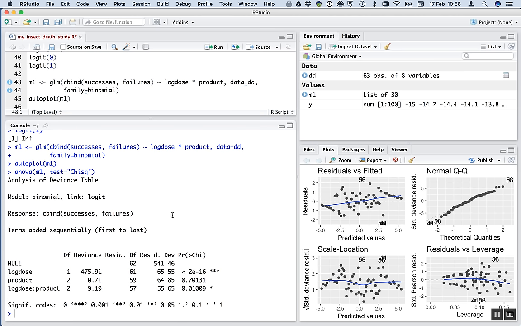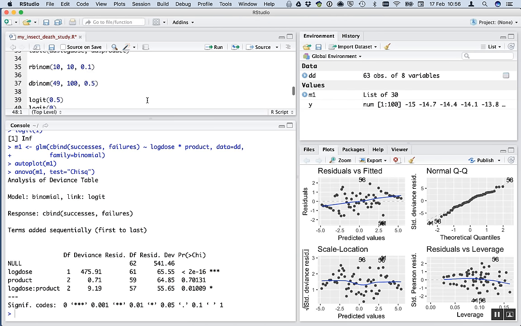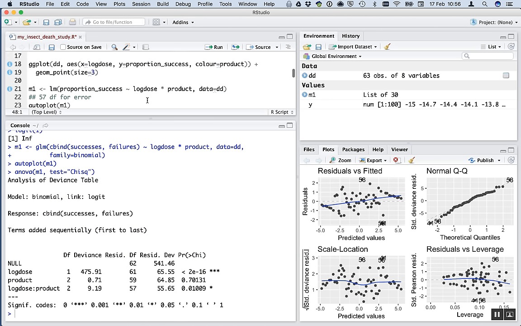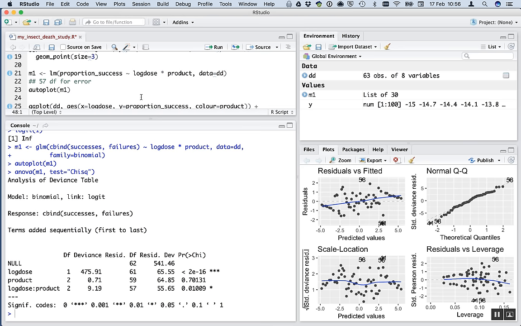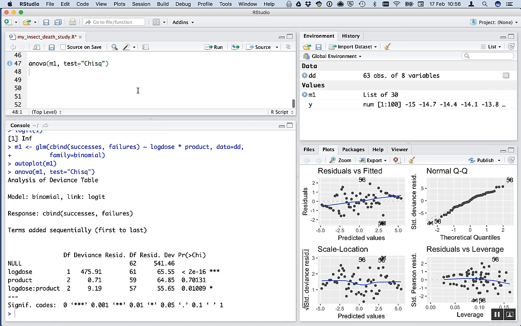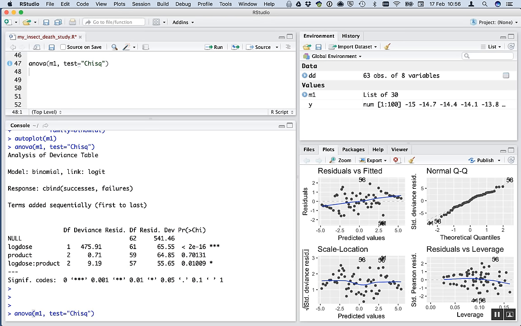Good. And 57 degrees of freedom, which is what we worked out. It wasn't a guess. We knew that it was going to be correct, didn't we? So 57 degrees of freedom for the model with the interaction terms. Brilliant. So we've actually got a significant result there. You remember when we did the linear model, we didn't get a significant interaction term. So sometimes that happens.